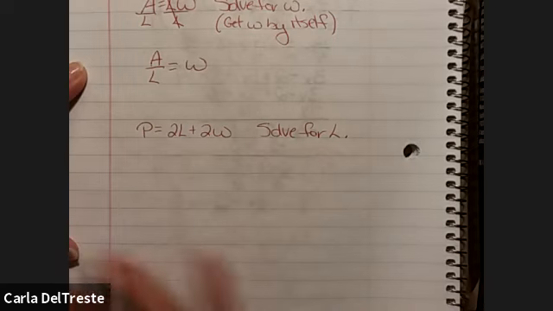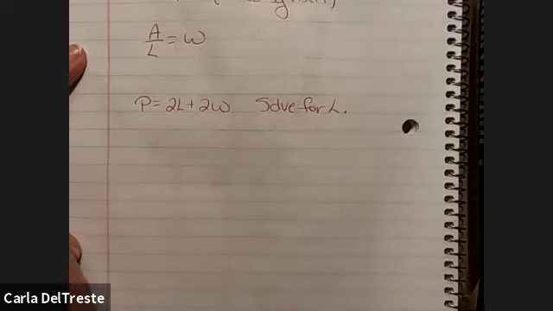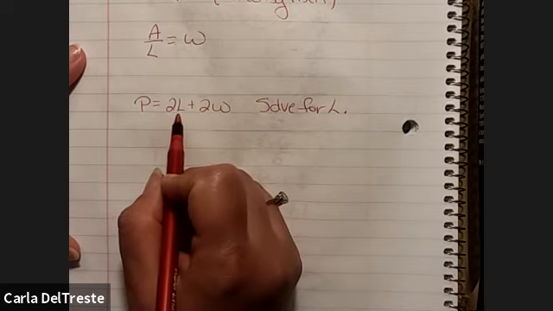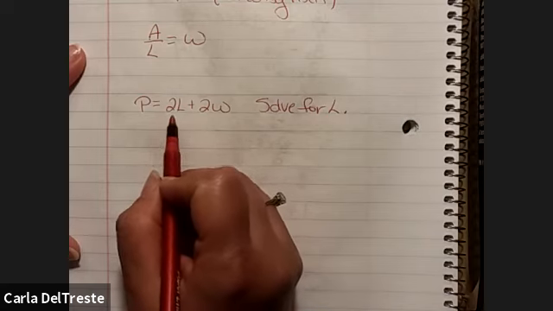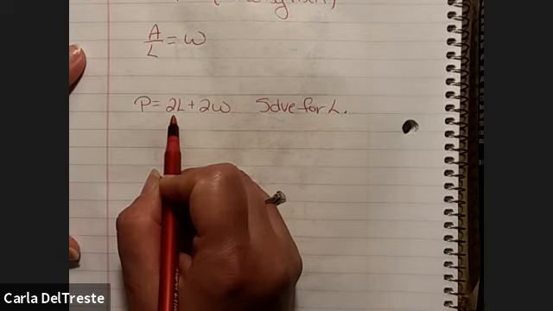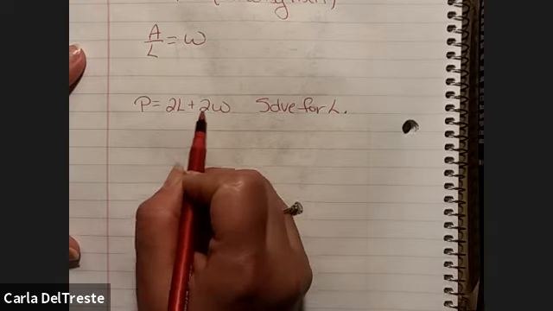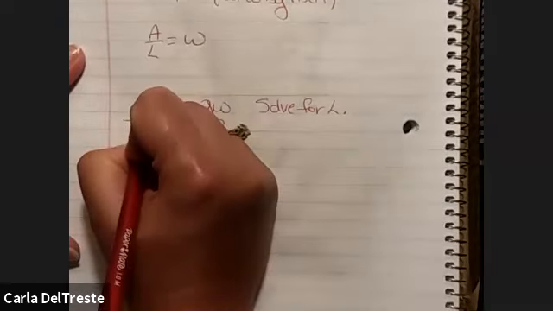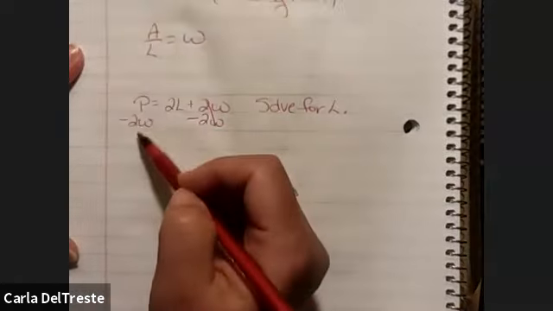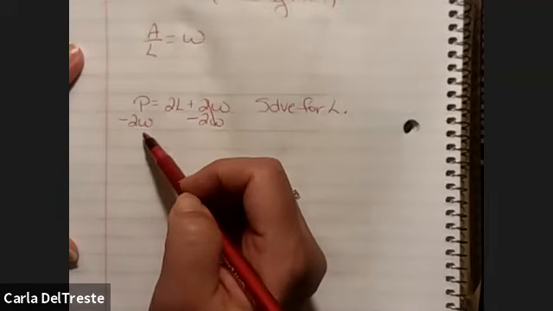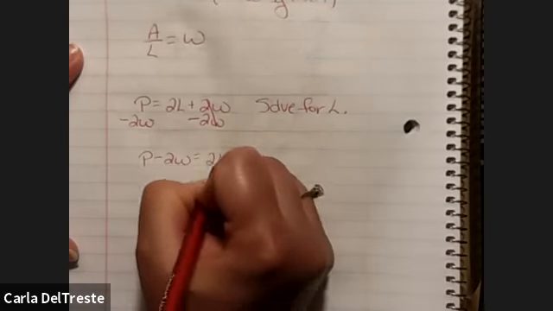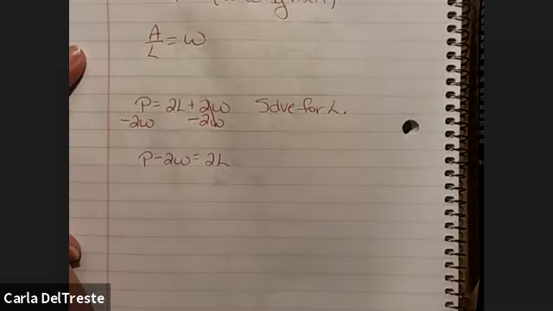That means you want to get L by itself. How are you going to do that? L is your target. What's the furthest thing from L on this side that you could take away? 2W. So I'm going to take away 2W from both sides. I don't know how to subtract P minus 2W, so I have to leave it like that. That gives me P minus 2W equals 2L.